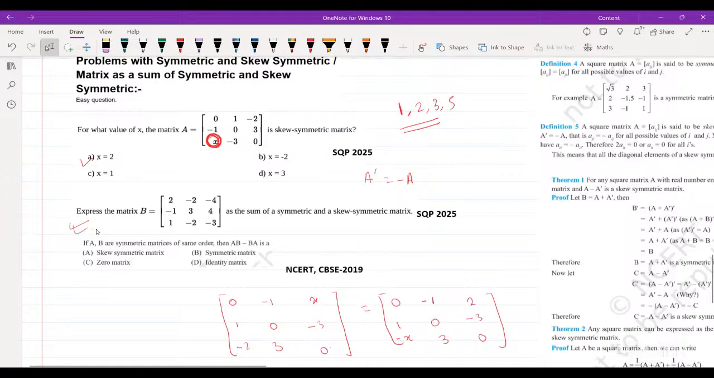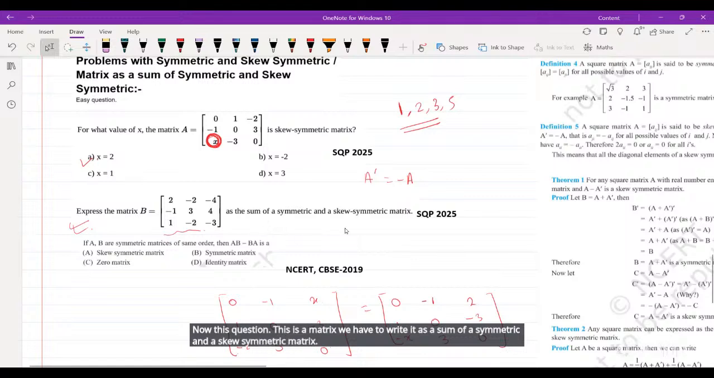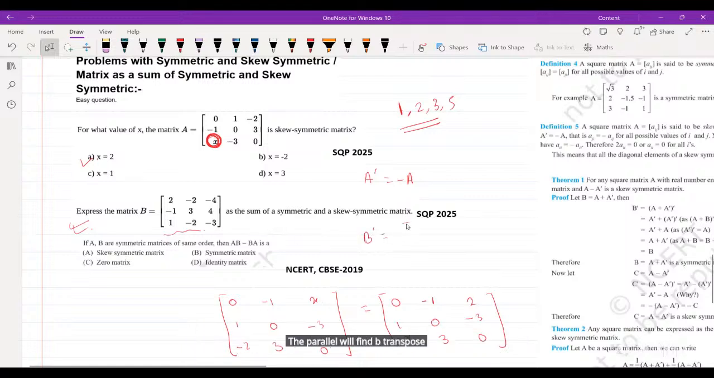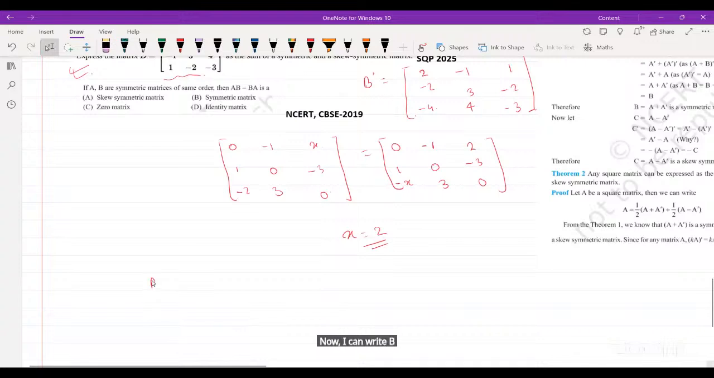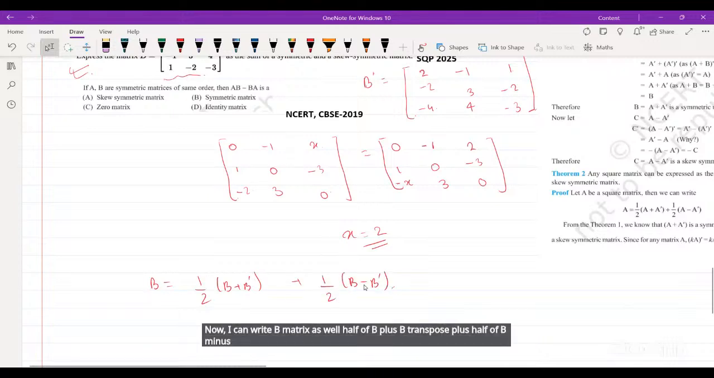Now this question. This is a matrix B. We have to write it as a sum of a symmetric and a skew symmetric matrix. So first we'll find B transpose. It will be 2, minus 2, minus 4, minus 1, 1, 3, 4, minus 2, minus 3. Now I can write B matrix as half of (B plus B transpose) plus half of (B minus B transpose). This is the symmetric part. This is the skew symmetric part.